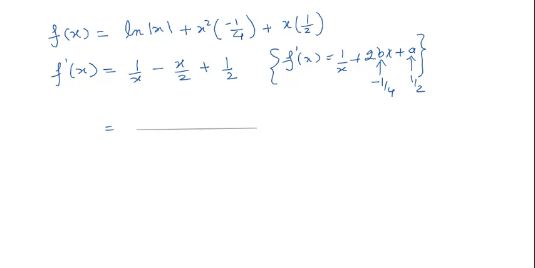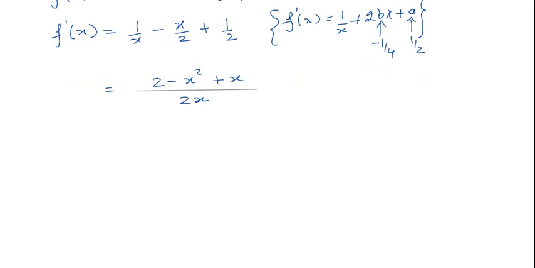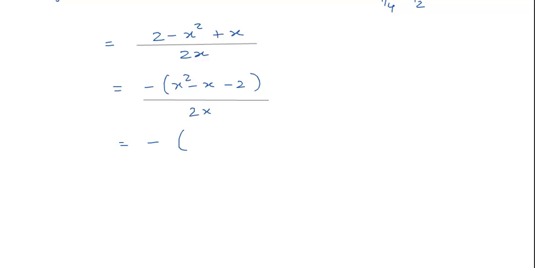We simplify f'(x), that will give, the LCM will be 2x here, so it will be 2 - x² + x. If we take out minus common from the numerator, we will be left with x² - x - 2 divided by 2x, and if we wish to simplify it, it will be minus of x² - 2x + x - 2 divided by 2x.